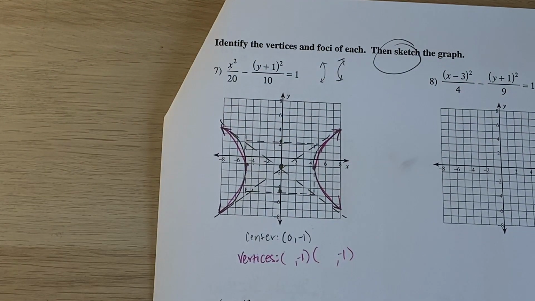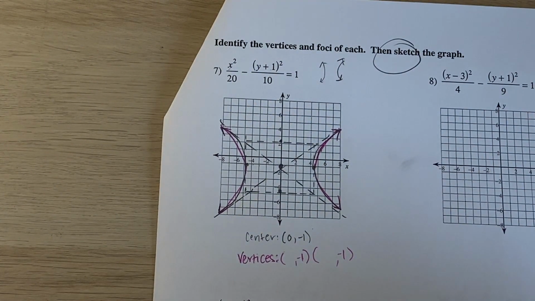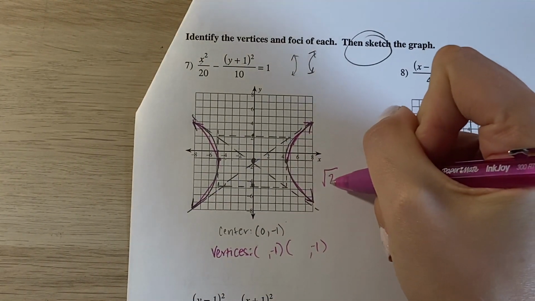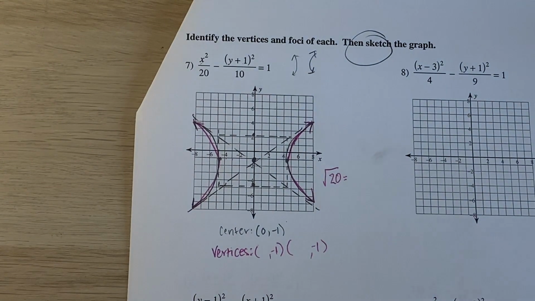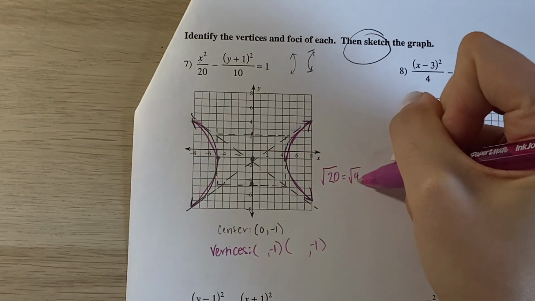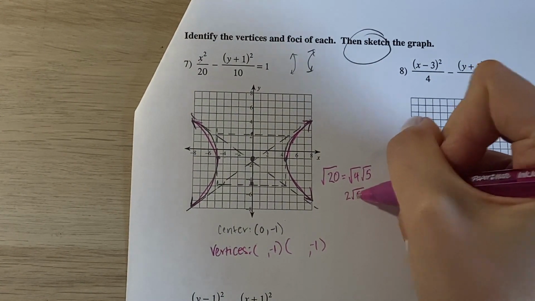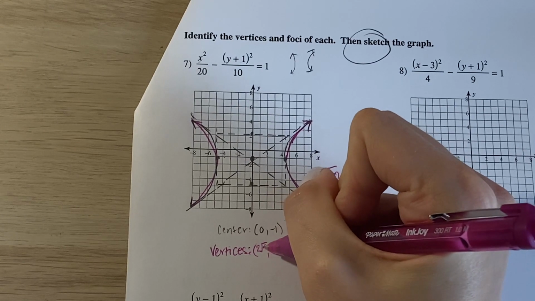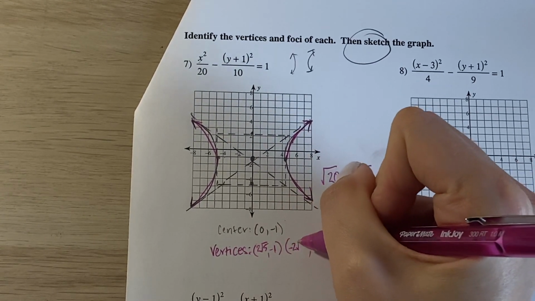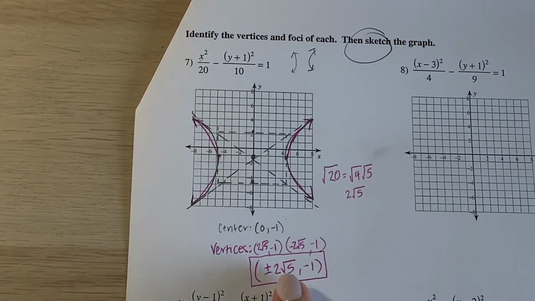So here's a little mini lesson on simplifying radicals if you don't remember how to do that. So the square root of 20 needs to be broken down into its most perfect square parts. So this is the square root of 4 times the square root of 5. The square root of 4 is 2, so it's 2 root 5. So we have positive 2 root 5, -1, and negative 2 root 5, -1. So that is the correct location of our vertices.